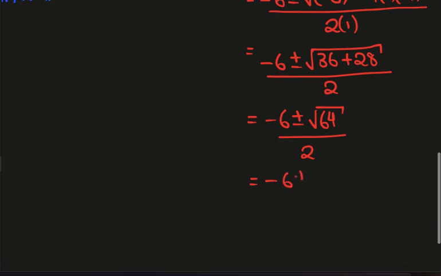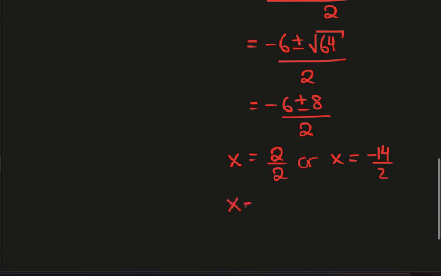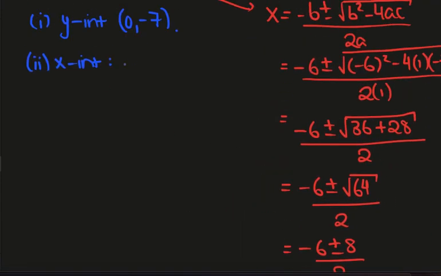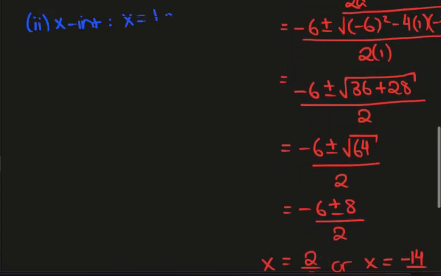And that means we have negative 6 plus or minus 8 over 2, which means that we get negative 6 plus 8, which is 2, so x equals 2 over 2, or x equals negative 6 minus 8, which is minus 14 over 2. So we get x equals 1, or x equals minus 7. So let's put that up here. x equals 1 or minus 7.